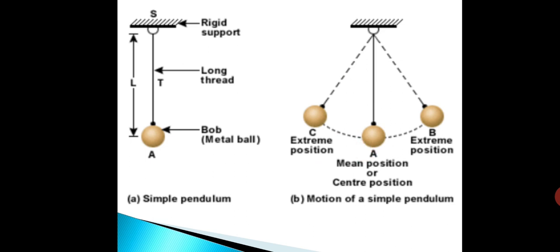Again, I will repeat that the pendulum, from the mean position, first of all will go to the extreme position B. It will come back to the mean position. It will go to the extreme position C. Again, it will come back to the mean position. So the vibration is there. That's why I was telling you, just see the fading images of the pendulum. Okay, let's move further. Very simple is this pendulum.